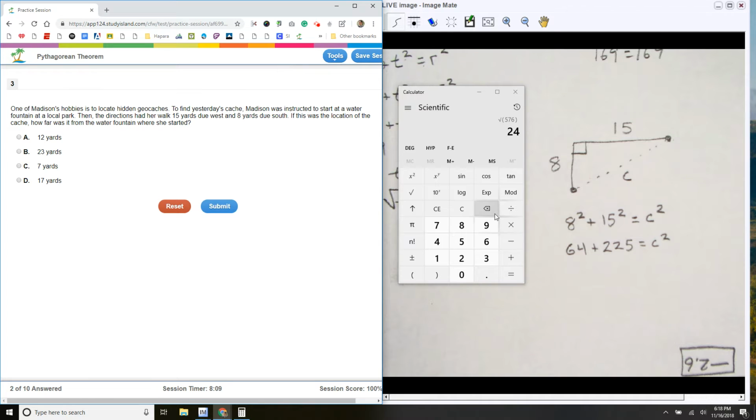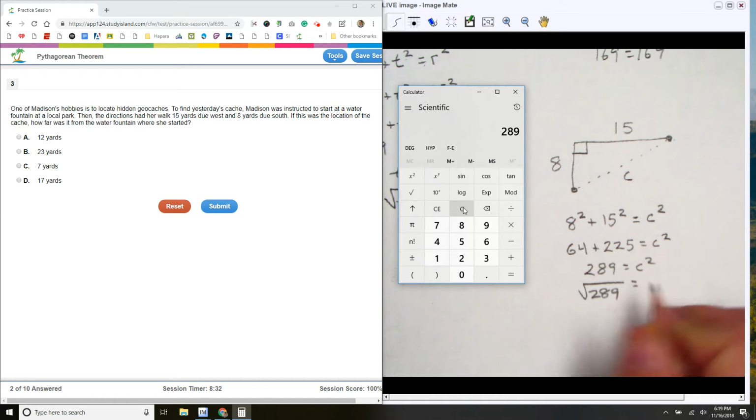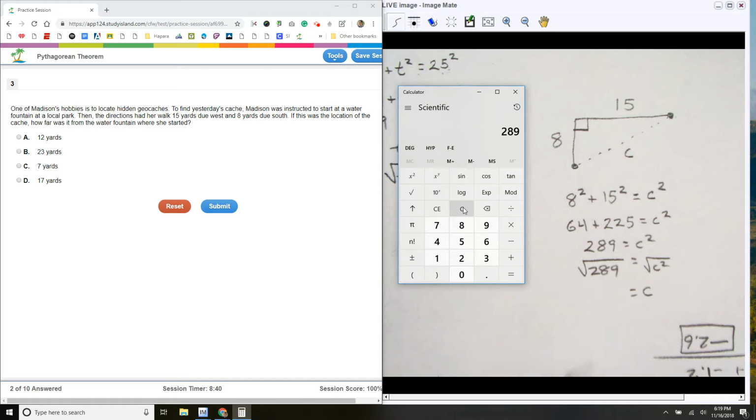Don't be afraid to use your calculator on this. It's okay. You have 8 squared plus 15 squared equals 289. And that's, again, 64 plus 225, same as we did there. So 289 is equal to C squared. Of course, I'll take the square root of both sides because I don't want C squared, I just want C. So the square root of 289 is the square root of C squared. And of course, the square root of C squared is just C. So we take the square root of that number, and we get our answer, 17. So 17 is our answer.